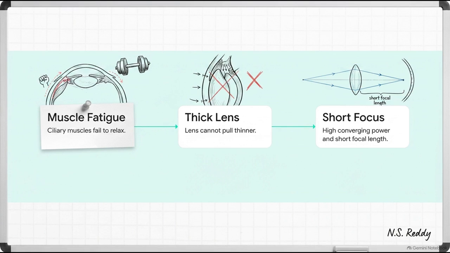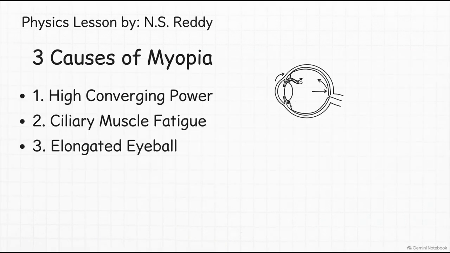Step 2, because they won't relax, the eye's lens cannot pull thinner. It remains locked in a state that is just too thick and too curved. Which leads us straight to step 3. A thick lens bends light very sharply, so it maintains an intensely high converging power and a dangerously short focal length. So we're basically looking at a trifecta of structural issues causing this optical failure. First, there's that high converging power because the lens is physically too thick. Second, there's the ciliary muscle fatigue, where the muscles fundamentally fail to relax and release their tension.